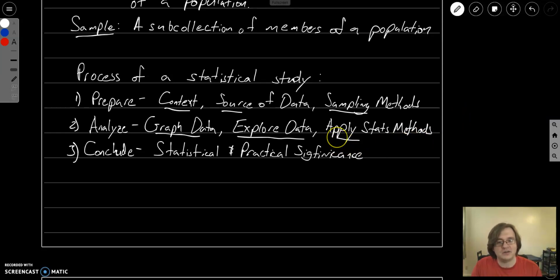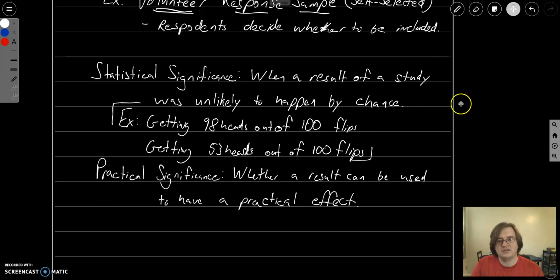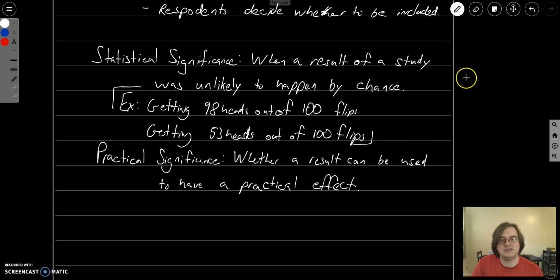And then clearly the biggest part of analyzing data would be to use actual statistics, applying statistical methods to these things. And then the last thing that you'd want to do in a statistical study is look at the significance. And there are two pieces to this. There's understanding the statistical significance and the practical significance of the data being studied. So statistical significance is when you find results that were unlikely to happen by chance.